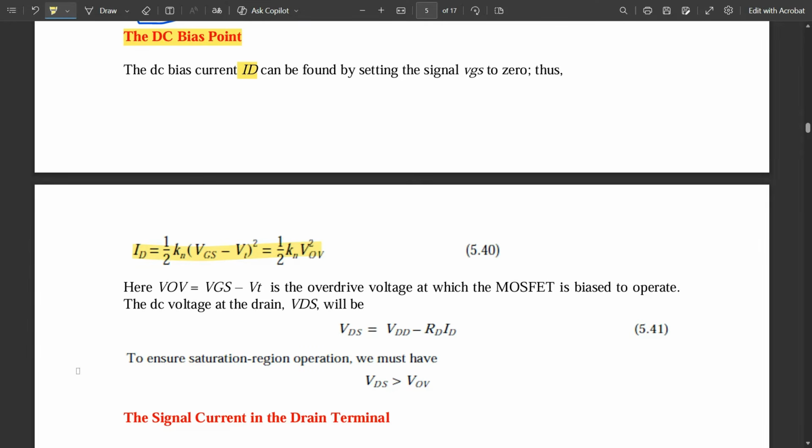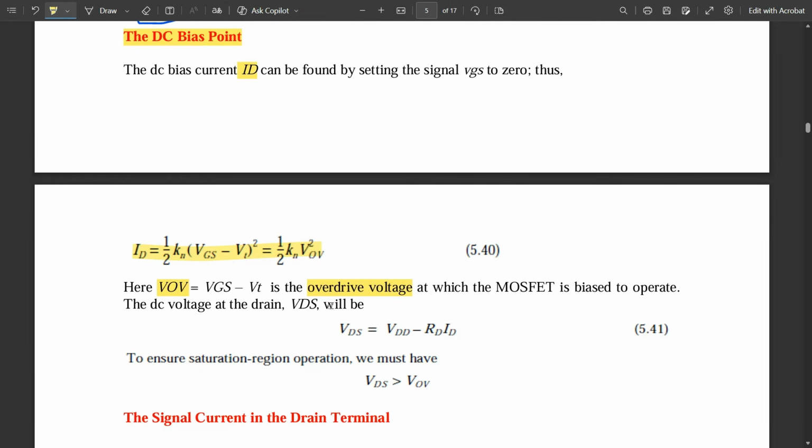This equation we have seen in the previous video, where this VGS minus VT can be replaced by one quantity that is called VOV. Okay, VOV stands for overdrive voltage. What it does is it cuts off the threshold voltage with respect to the voltage supply provided to the amplifier circuit. Okay, so that's the work of this overdrive voltage. So that's why here VOV is equal to VGS minus VT, at which the MOSFET is biased to operate.